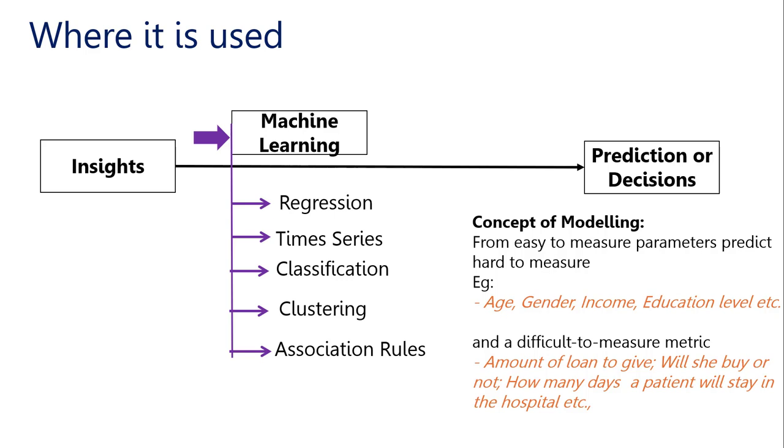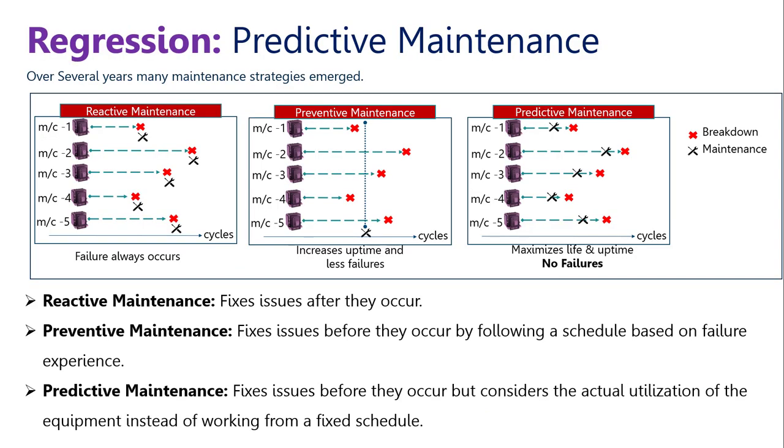Now let's go a little bit deeper and try to understand what exactly each algorithm will say. The first algorithm is regression. Regression is a technique generally used to estimate some value which is in numerical form.